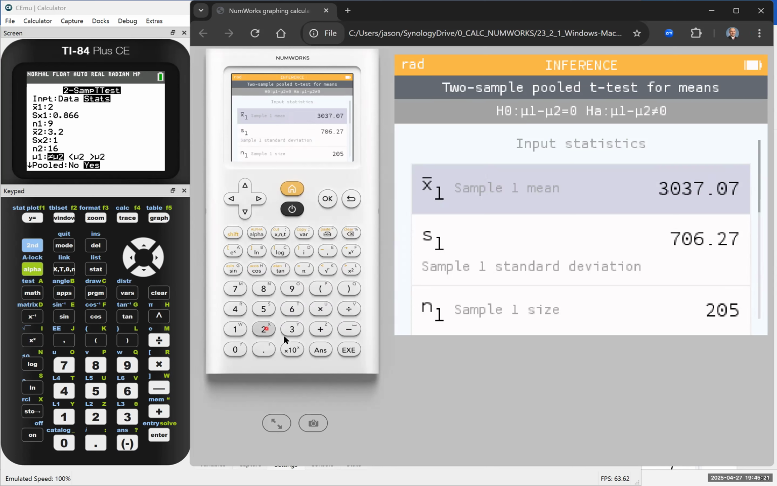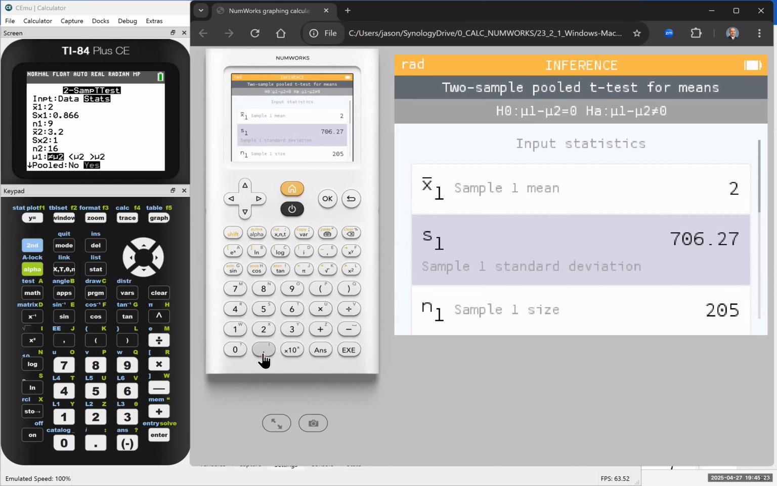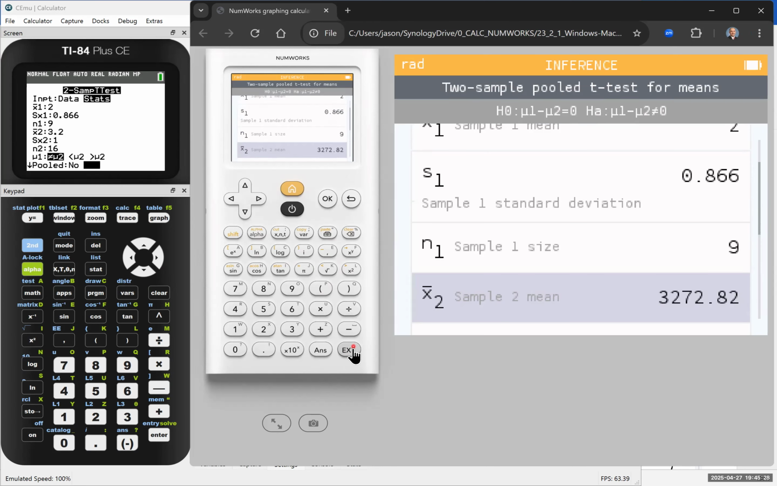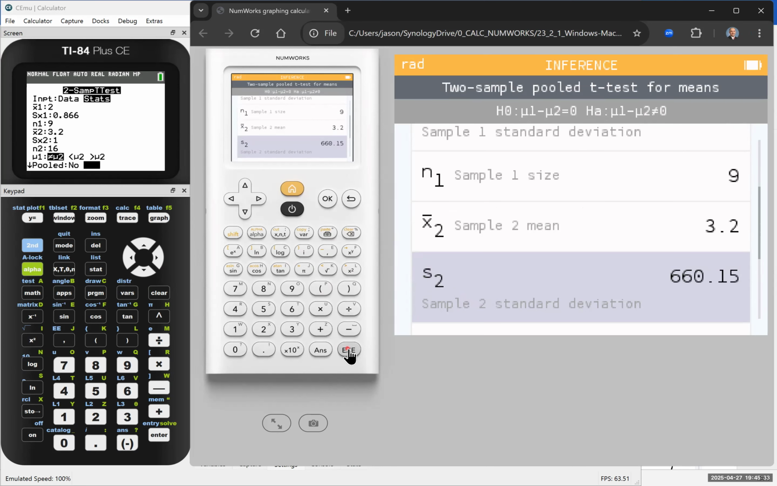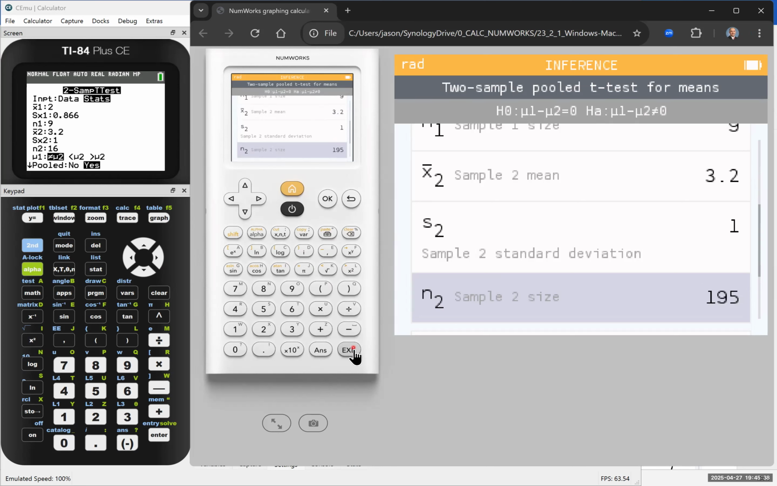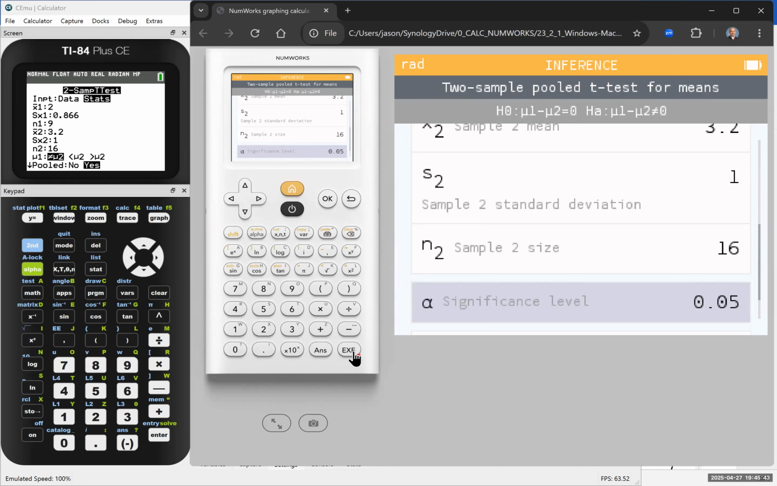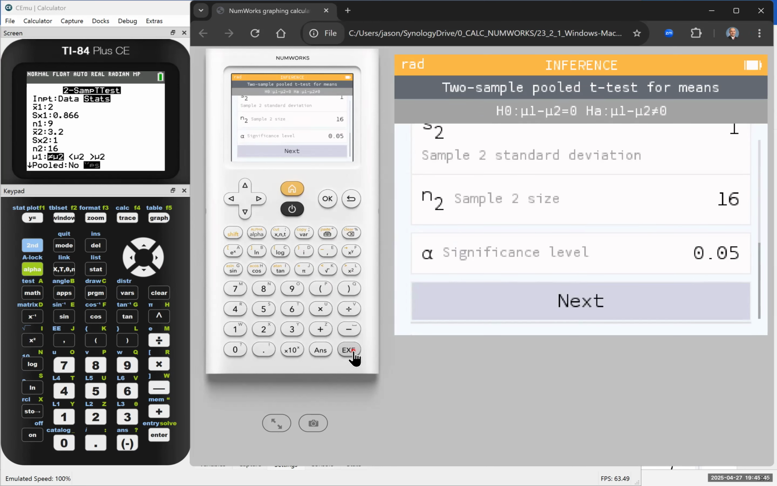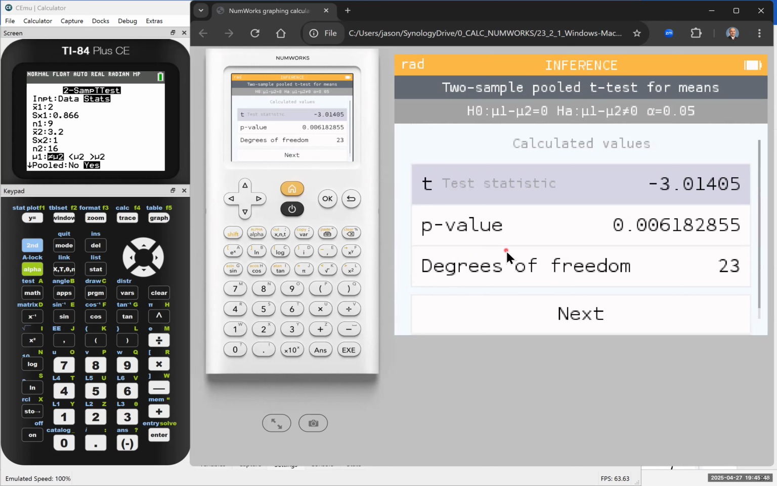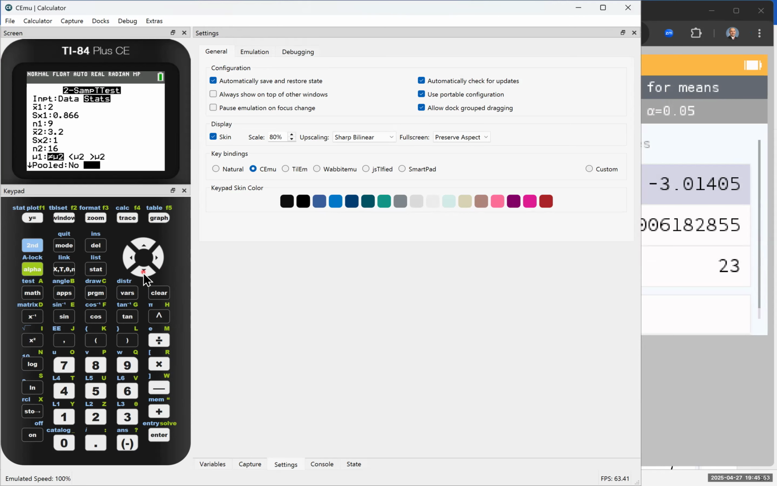We're going to input statistics. Okay, so x1 is 2. S1 is 0.866. N1 is 9. X bar 2 is 3.2. S2 is 1. N2 is 16. Significance level is 0.05. All right, so I'll hit next. And then over here, I'll hit enter. Oops, I need to go down to calculate. There we go.